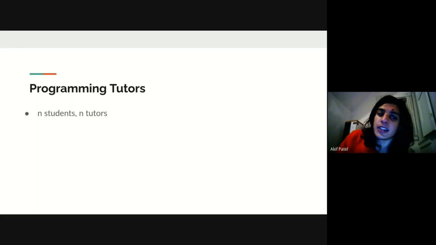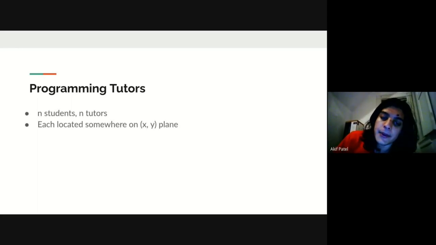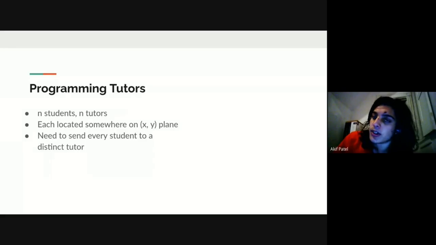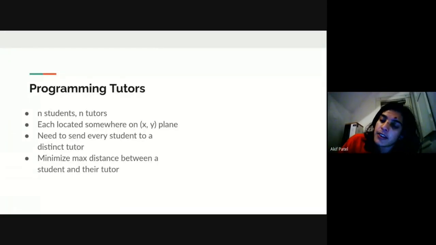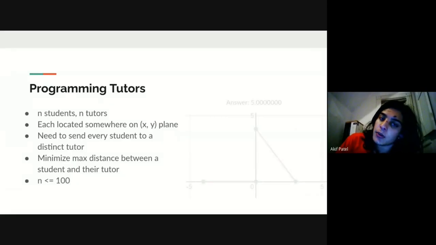So you have n students and n tutors, and they're each located somewhere on some xy plane. We want to match each student to a distinct tutor. So each student can only visit one tutor, and each tutor can only teach one student. What you want to do is minimize the max distance that some student has to walk. So look at all the pairs, look at the distances, how much you need to walk between them, and then minimize the max of that. N is less than or equal to 100.